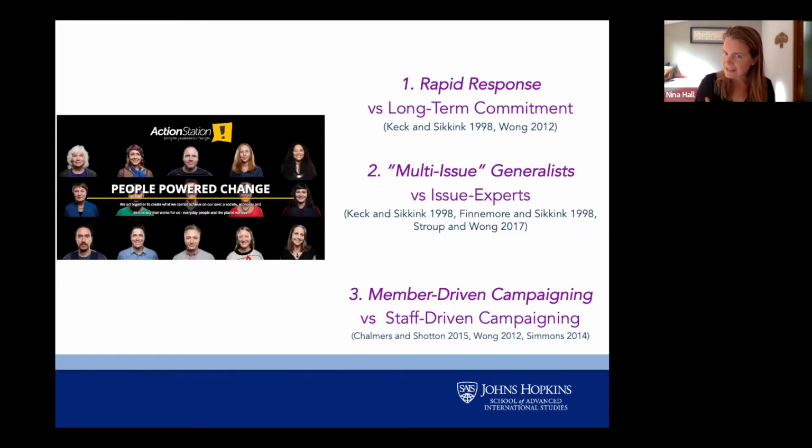And what underpins this model, this rapid response, multi-issue, member-driven, is the fact that they operate online. They can quickly switch campaigns because they're online. Not only that, they can also survey their members really regularly. They can aggregate the preferences of their members rapidly, right? So the whole model is underpinned, they're digitally native. They can operate in this way precisely because they're online.